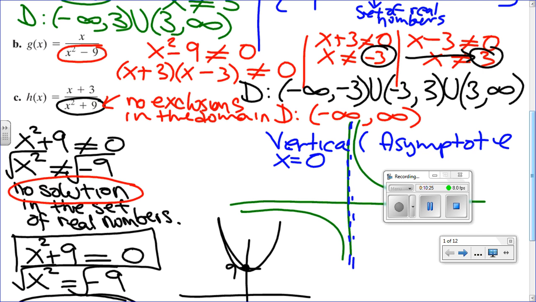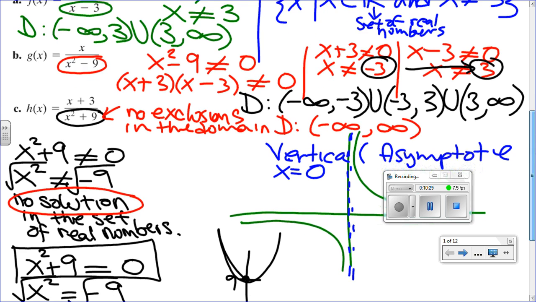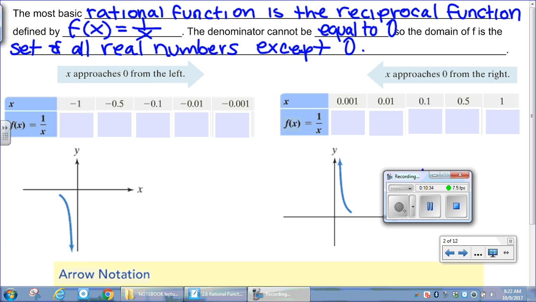Okay, so are we clear there? So part A, we have one exclusion. Part B, 2. Part C, no exclusion. So please copy that definition. The most basic rational function is the reciprocal function defined by the equation f of x equals 1 over x. We already know that x cannot be 0, so the denominator cannot equal 0. So the domain of f is the set of all real numbers except for 0.